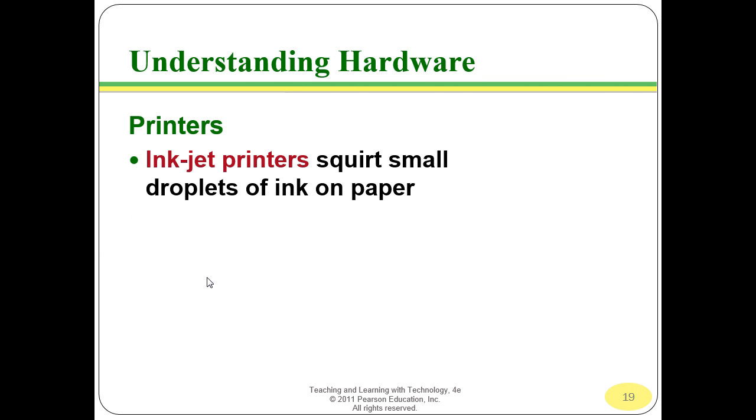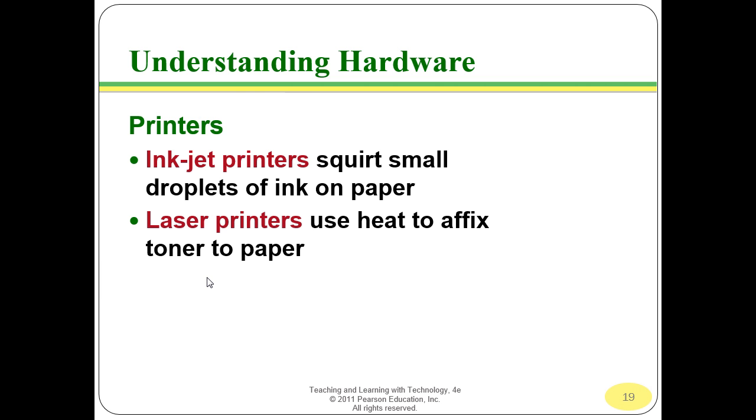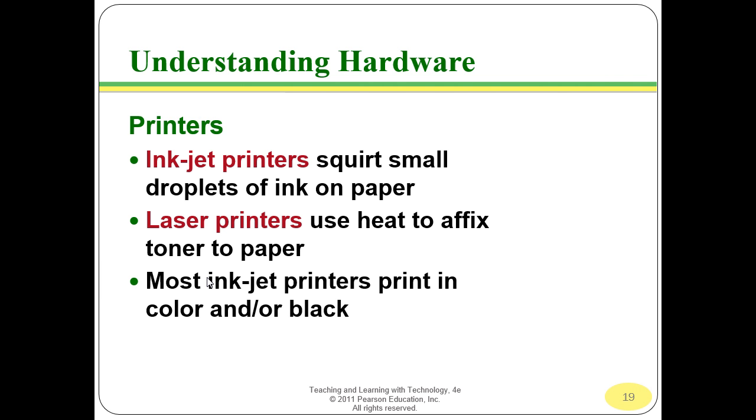Inkjet printers kind of work like a paint sprayer, just a miniature version of a paint sprayer. They actually take very tiny droplets of ink and spray it on a sheet of paper. Laser printers use heat to take this toner powder and adhere it to the paper. That's why whenever you have a laser printer, whenever you feel the output, it's warm. It passed through a heater that basically baked that toner to that paper. Inkjet printers will print in both black and white, or what they call monochrome, or color.